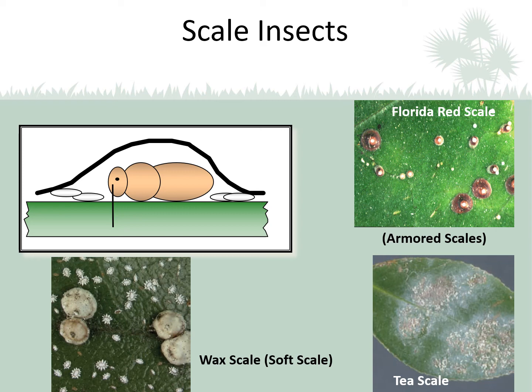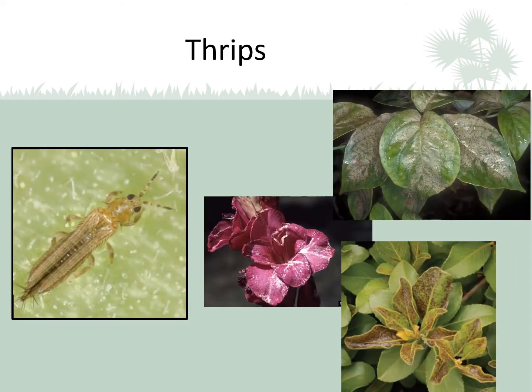Here we have Florida red scale, T-scale, very common on camellias. In fact, boy, it's almost impossible to control T-scale on camellias. Believe me, I know it. I love camellias, and it's a 365-day-a-year event to keep them under control.